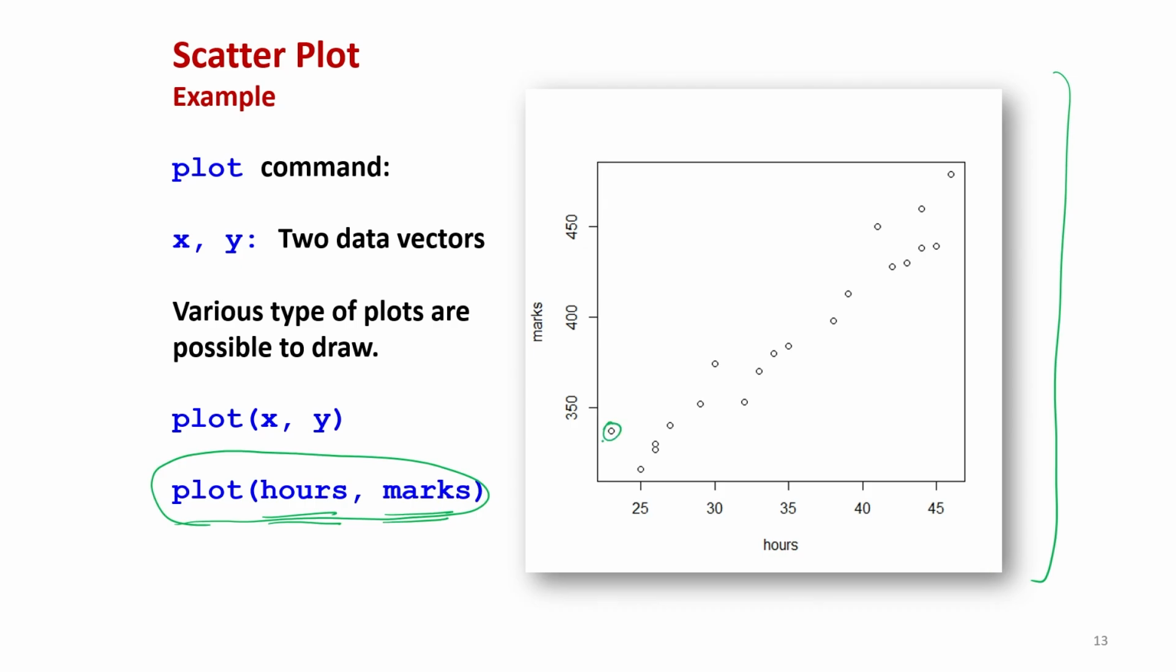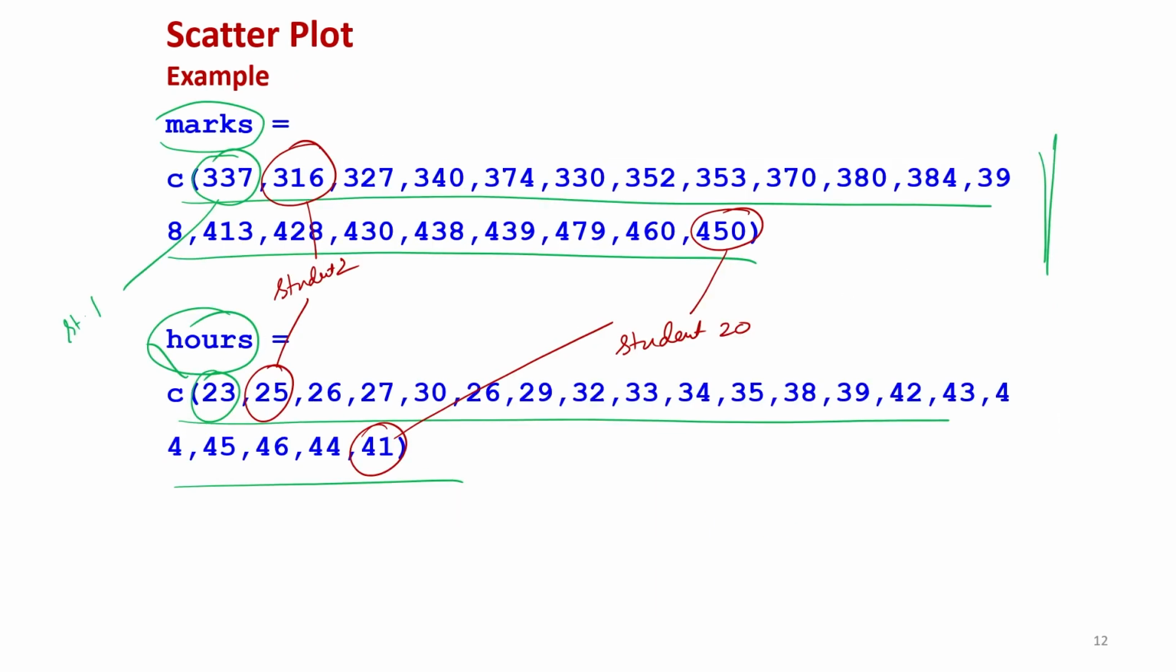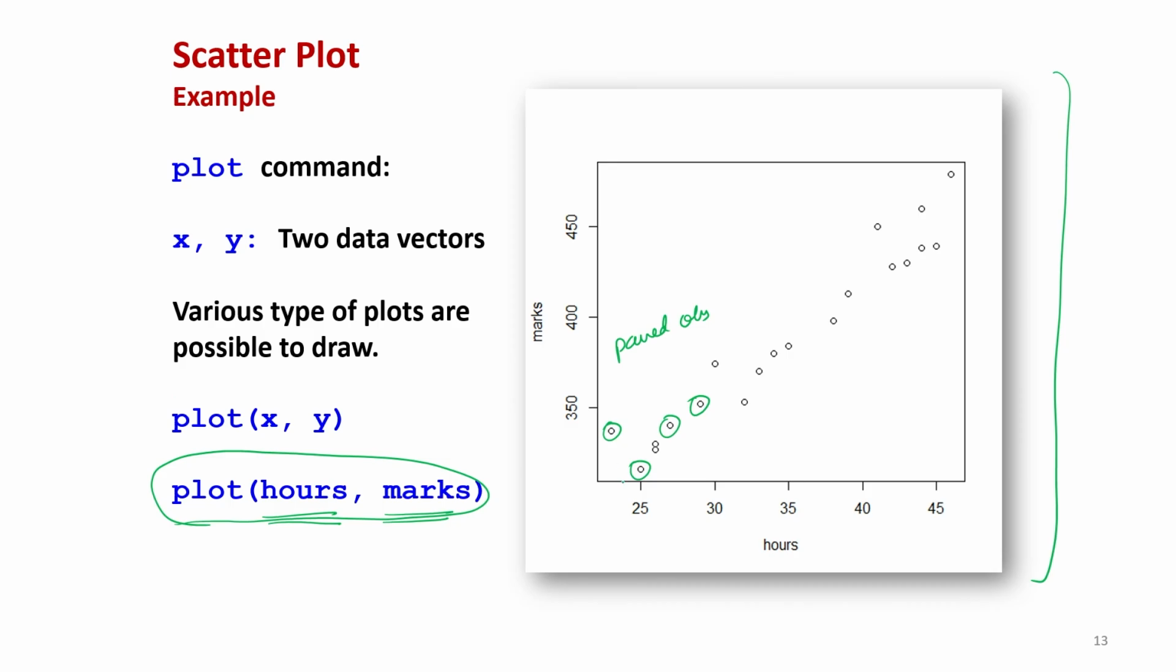All these points are indicating the paired observations, right? So how is it created? If you see here, the first values are 23 and 337. You can see this is 337 and this is 23. So somewhere they take 23 and somewhere it will be 337. Somewhere it is 23, somewhere 37, and you can see this is the point 23 comma 337 and so on, right? So this is your scatter diagram.